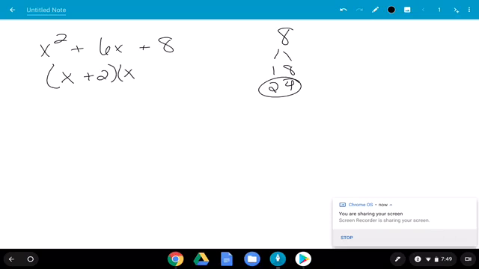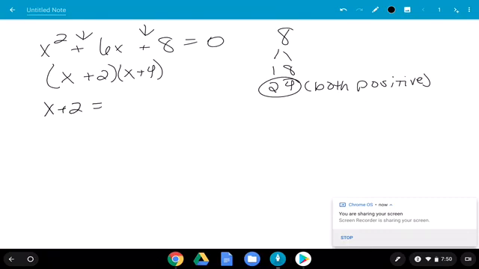And then you will find the factors of x plus 2 and x plus 4. Once you find your factors, you will set it equal to 0 and solve for x. Your x's should be -2 and -4.